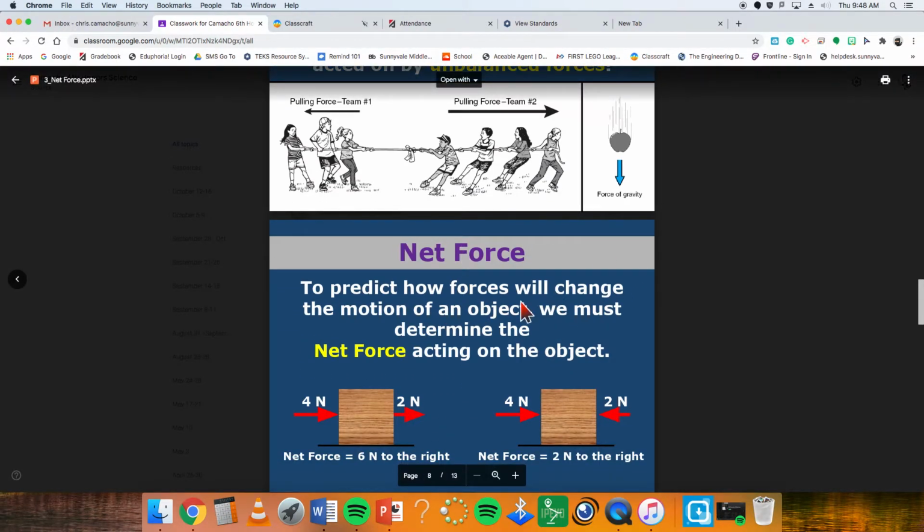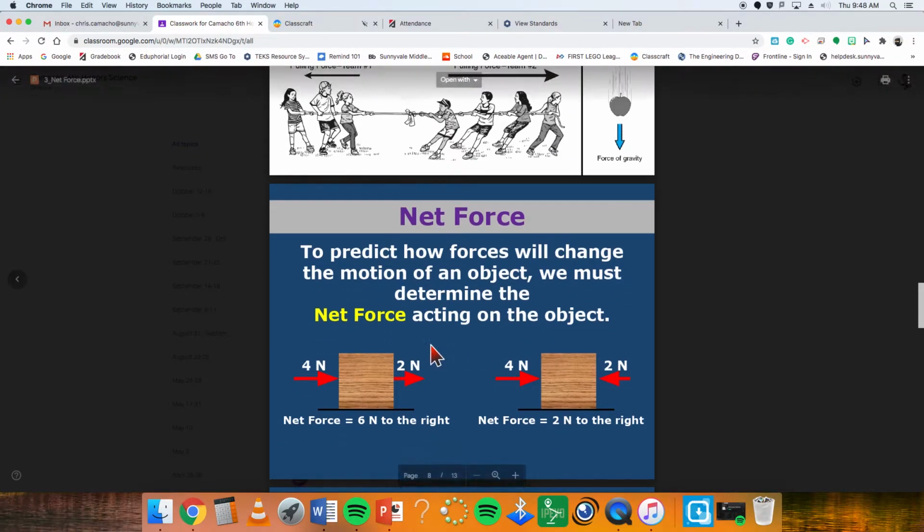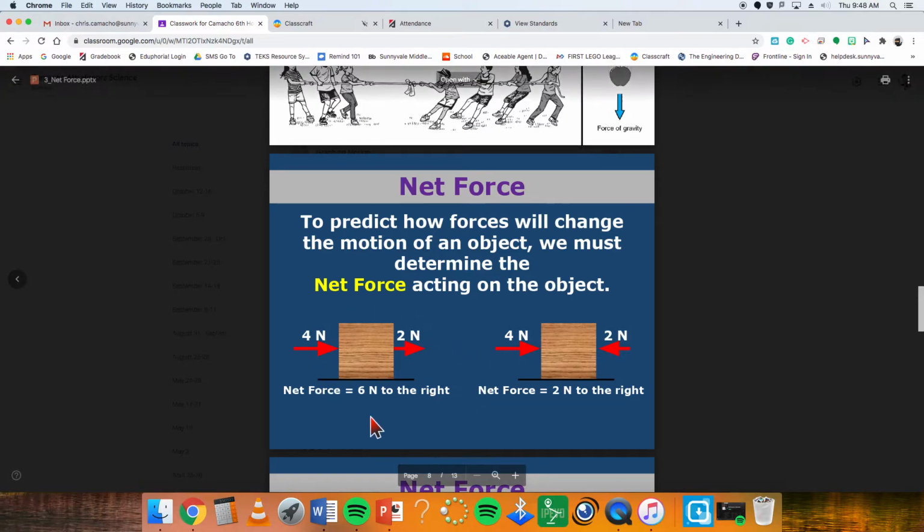So to predict how forces will change the motion of an object, we must determine the force acting on the object. So let's take this block here on the left. We have 2 newtons to the right plus two more newtons to the right. So we have a pushing force on the block and a pulling force. You add those up and the net force would be 6 newtons to the right.